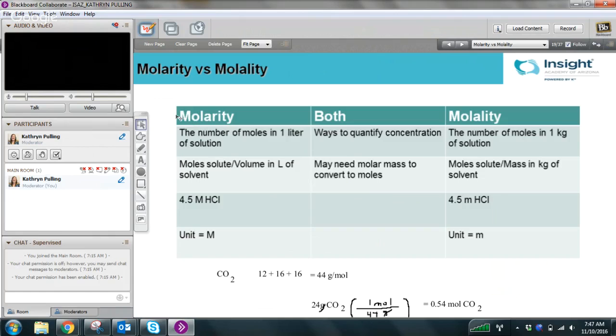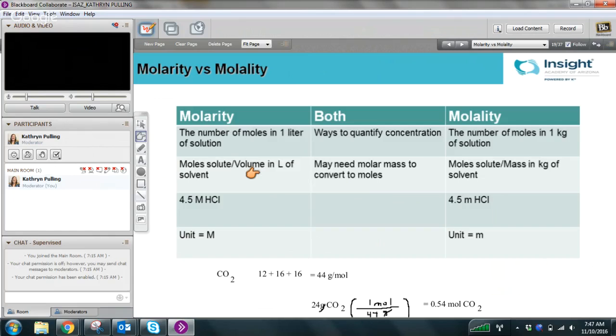Now, molarity is the number of moles in 1 liter of solution. That's just the basic definition. So if you needed to find the molarity of a substance, you would need to know the number of moles of your solute and the volume of your solvent in liters. To calculate molarity, you take your moles of solute and divide by the volume of your solvent.